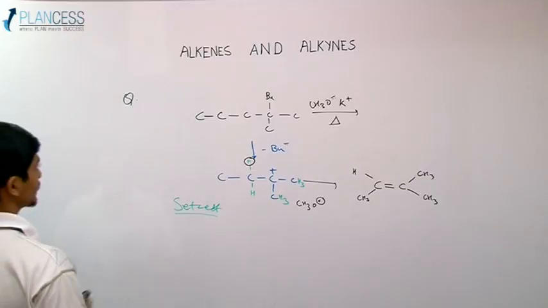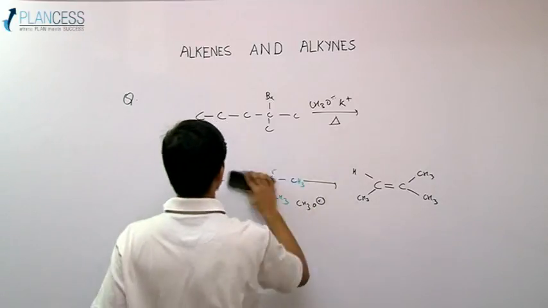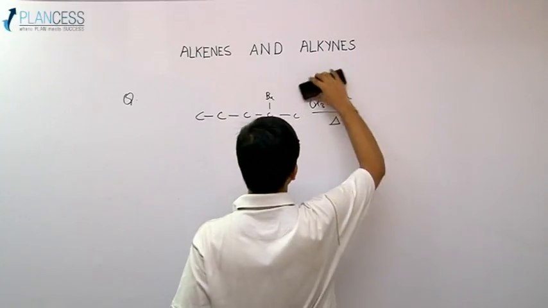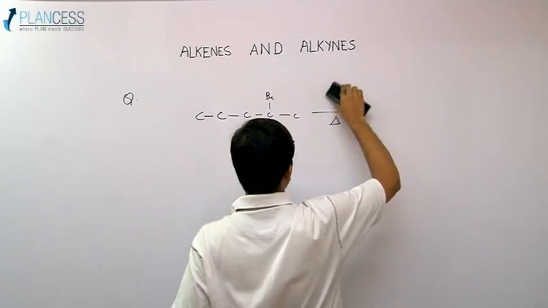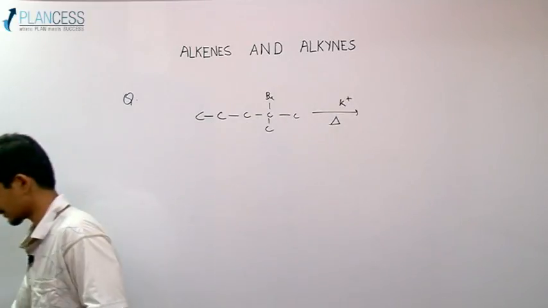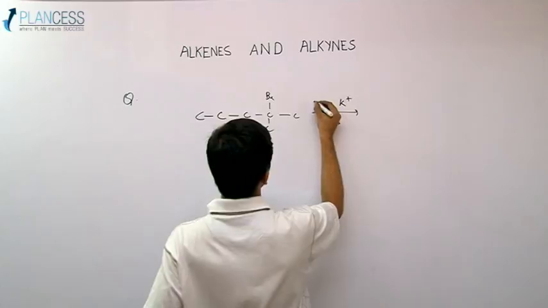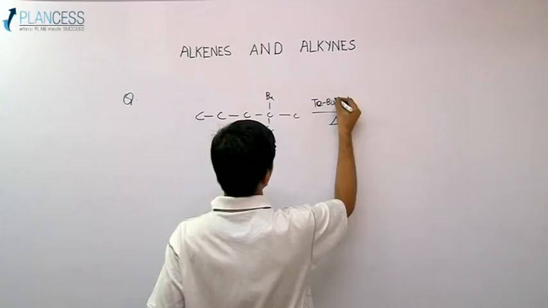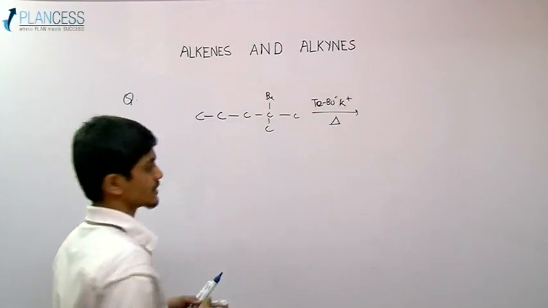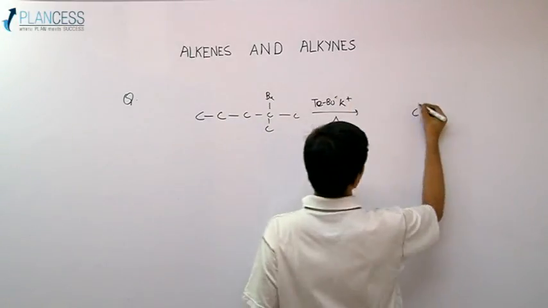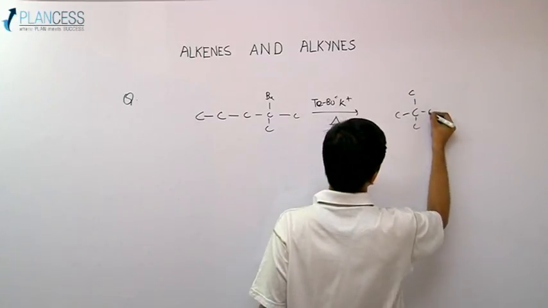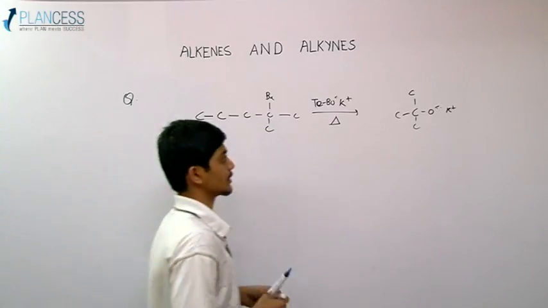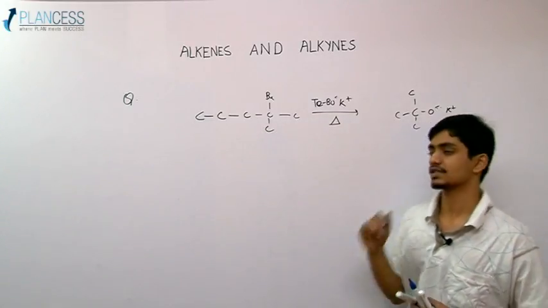Fine, let us move on to the next question. A very similar question, but with a small change. What if I change the base to some other one? Suppose I change the base to tertiary butoxide. What is this tertiary butoxide? Tertiary butoxide is this, O minus K plus. So this is our base now. Now tell me what is the major product in this reaction.